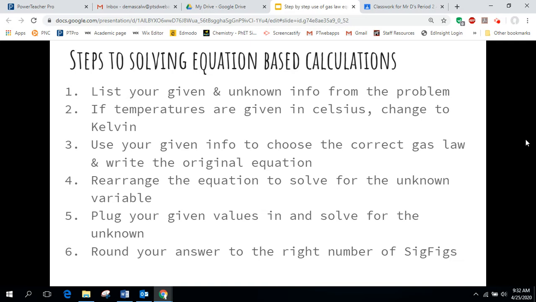Once you have that equation written down, you're going to rearrange the equation. You're going to rearrange the variables to find your unknown. You can also plug your values in and rearrange them. I think it's easier to rearrange the letters, to be honest with you. It's more efficient. So that's how I'm going to show you. Plug your values in once you rearrange for the unknown, and then round your answer to sig figs. We'll talk about sig fig rules as we go through this activity.